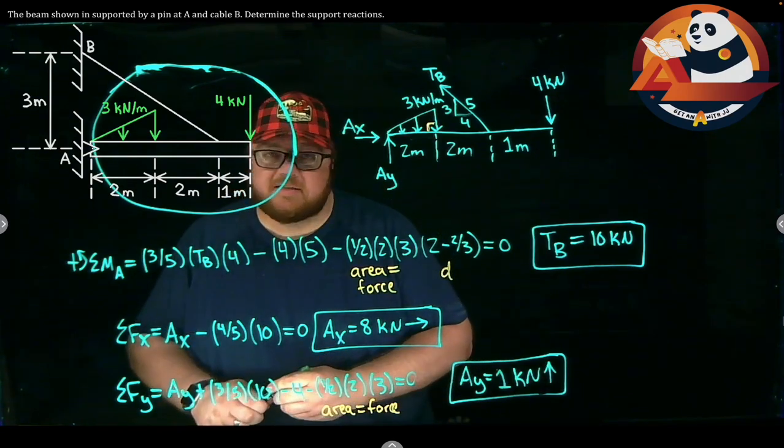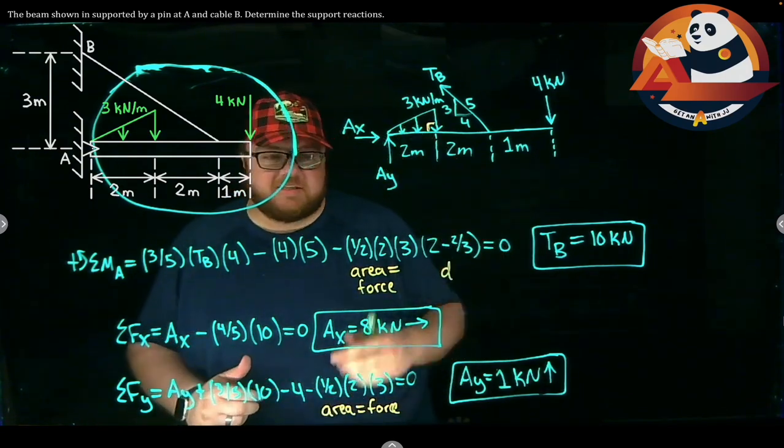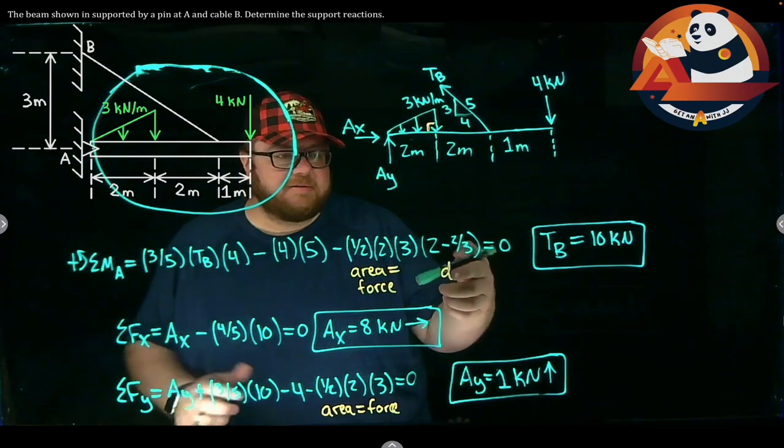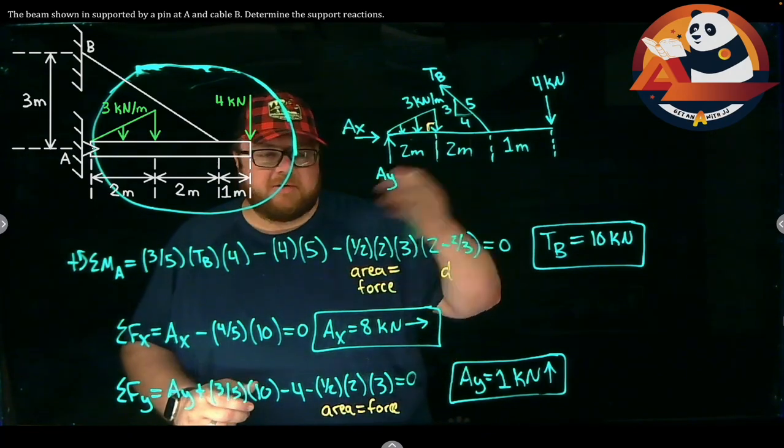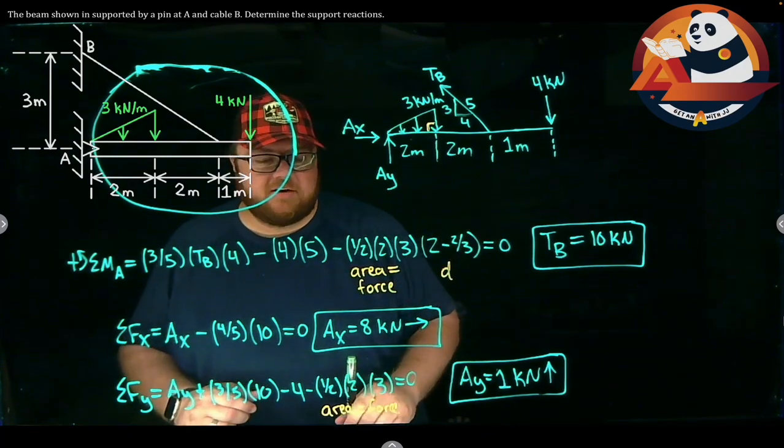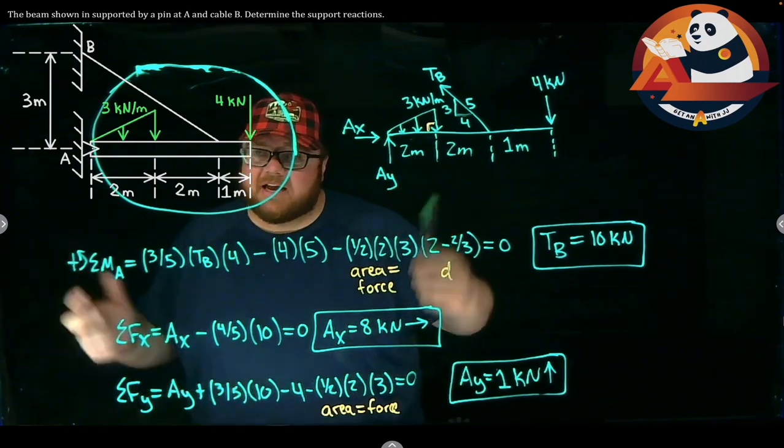Again, we can tackle these distributed loads. We just need force times distance for moment, area times distance to the centroid, 1/3 of the way in from the 90-degree angle on a triangle. Or for summing forces, we just want to take the area for it.